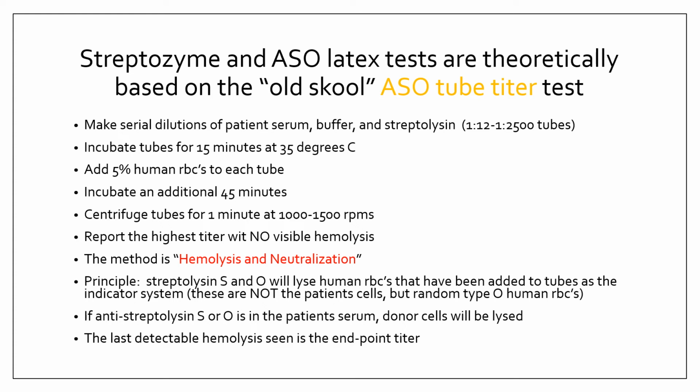Okay, the principle is that we have streptolysin S and O, which are going to lyse the human red cells that have been added to the tubes as the indicator system. These are not the patient's cells, but random type O human red cells. If anti-streptolysin S or O are in the patient's serum, the donor cells are going to be lysed. The last detectable hemolysis seen is your endpoint titer, whatever that may be.